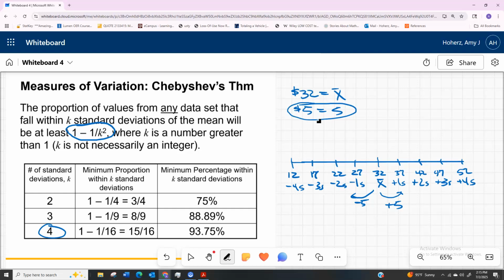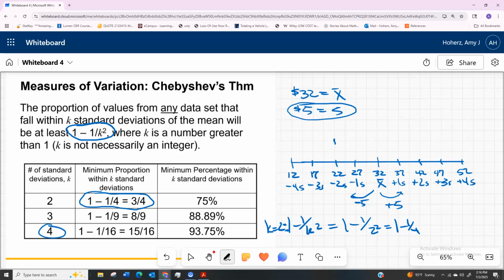So we're going to start off with the 2 that he used here. His formula is 1 minus 1 over k squared. For 2 standard deviations, k equals 2. Okay, so we're doing this first row here. So k equals 2 would be 1 minus 1 over 2 squared, or 1 minus 1/4. So that's where this 1 minus 1/4 comes from. That's 3/4, which is 75%. Okay, so let me mark that up here.